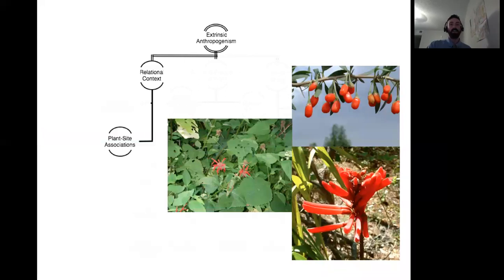There's another example of the relational context at work, where certain plants are known to have an association between a certain species occurring in combination with a particular cultural feature. Here you have bee balm and wolfberry, and the coral bean plant.